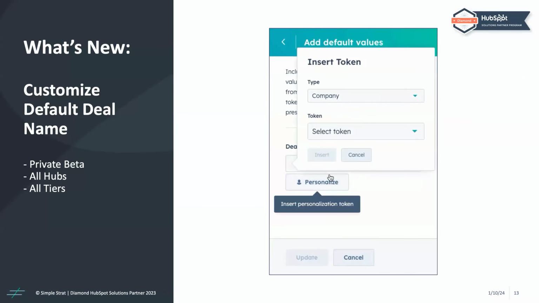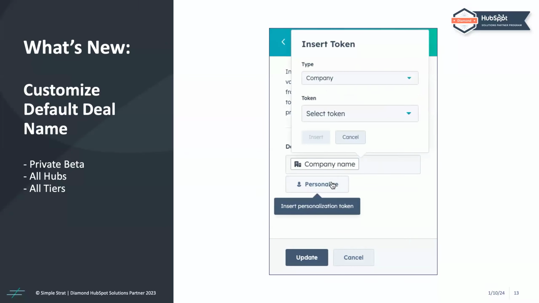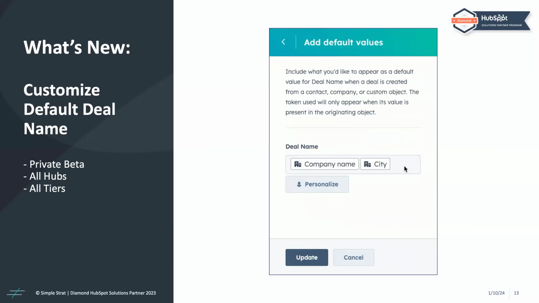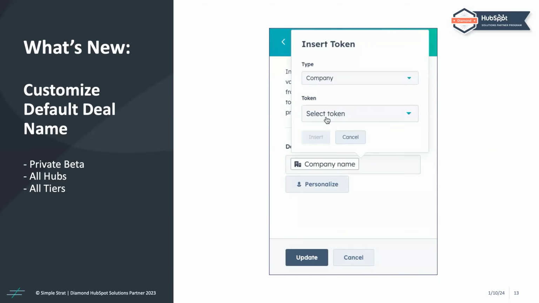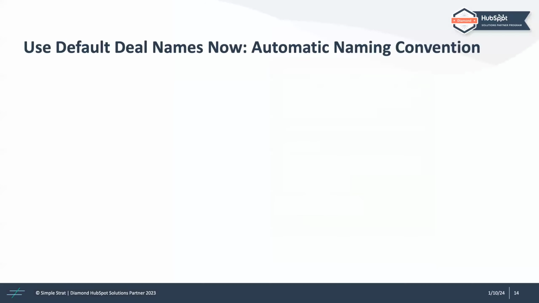All right. Going to escape numbers for a while and go into this next change here, which is the ability to have a customized default deal name. So essentially having your deal name populate automatically based on settings you have. This is right now in private beta. It is still very, very new, so you have to request and get approved. But it doesn't matter what hub or tier, any hub and tier can request it.